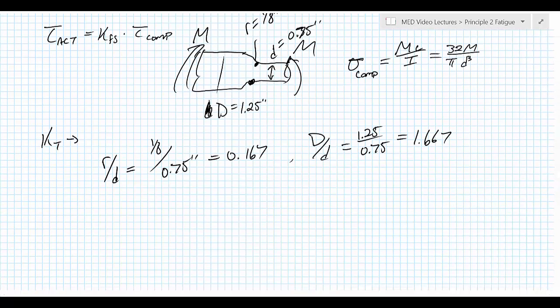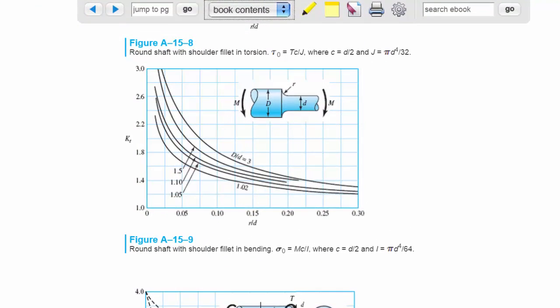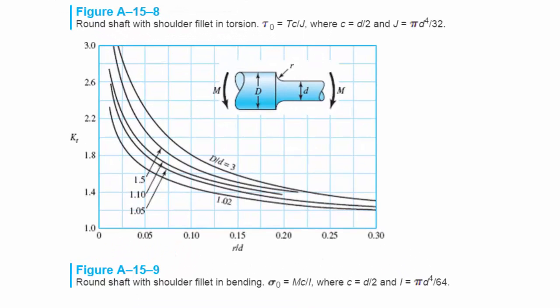All right, so now we have the two things we need to read that KT graph. 1.667 is the line we should be on, and the notch size is about 0.167. Now what you'll find is that obviously doesn't match any of the lines that we have. So 1.67 is not the 1.5 line, but the next line is 3. So there's not much difference here between those two. So we can follow closely along with the 1.5 line.